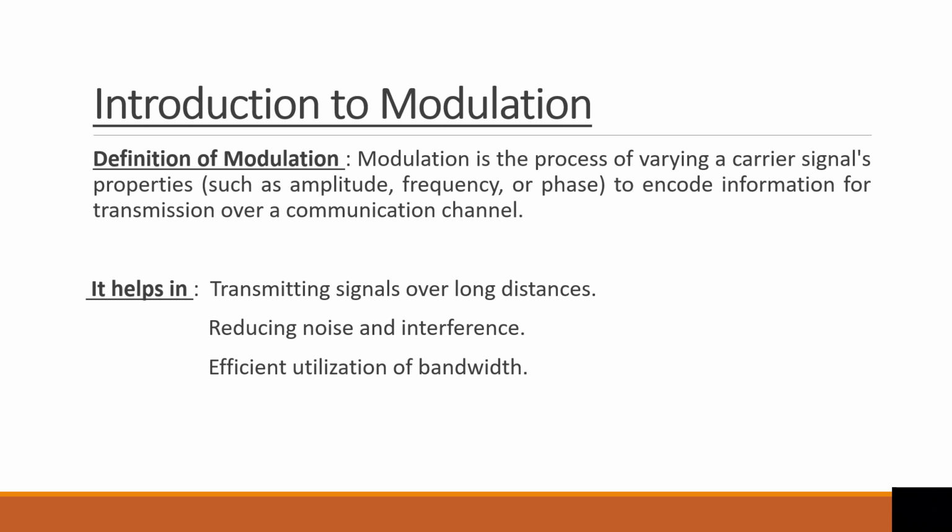Definition of modulation. Modulation is the process of varying a carrier signal's properties, such as amplitude, frequency, or phase, to encode information for transmission over a communication channel. It helps in transmitting signals over long distances, reducing noise and interference, and efficient utilization of bandwidth.